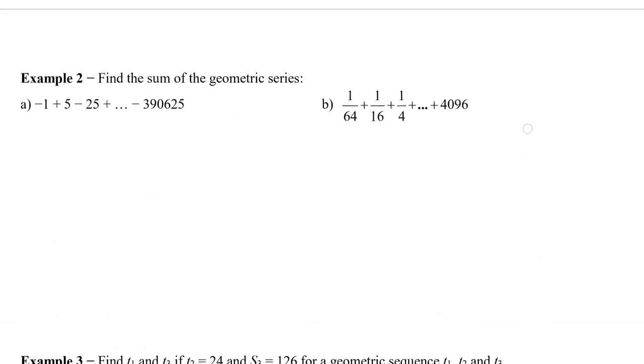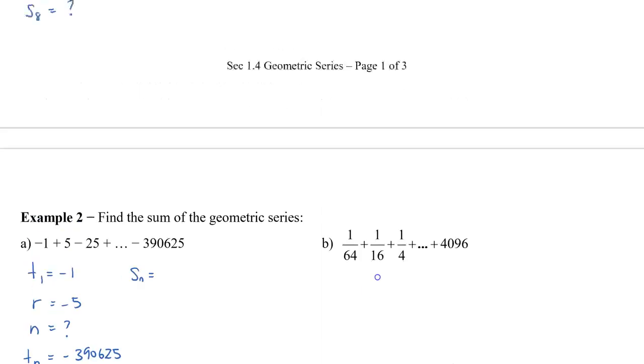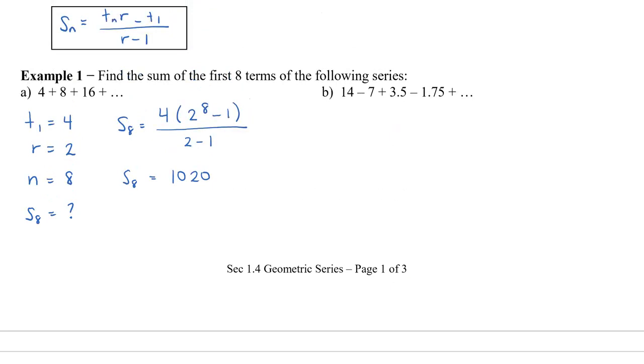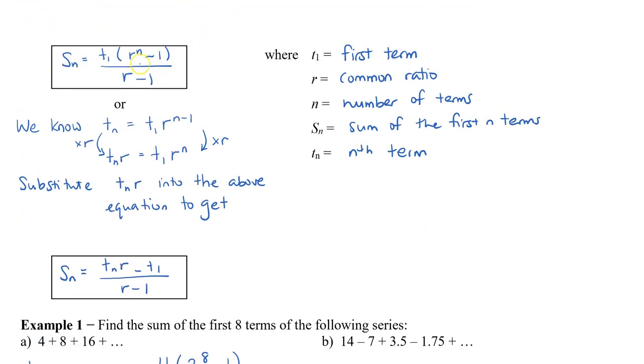So what does that look like? In this case, find the sum of the geometric series: -1 plus 5 minus 25 plus, dot, dot, dot, to this big number, negative 390,625. So T1 is -1, r is -5, we don't know n, but we know Tn is -390,625. So we want to find the sum of the series, and according to this formula here, we don't need to know what n is, whereas in the first formula, we do need to know n.